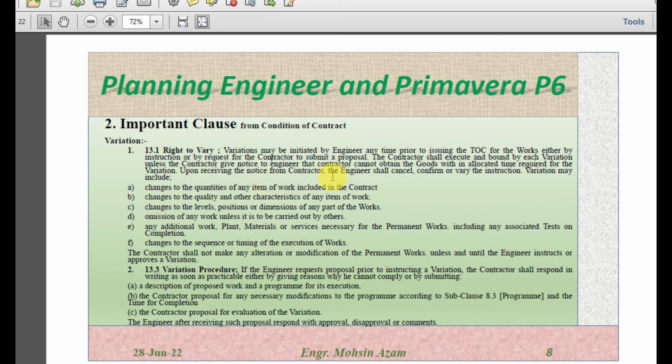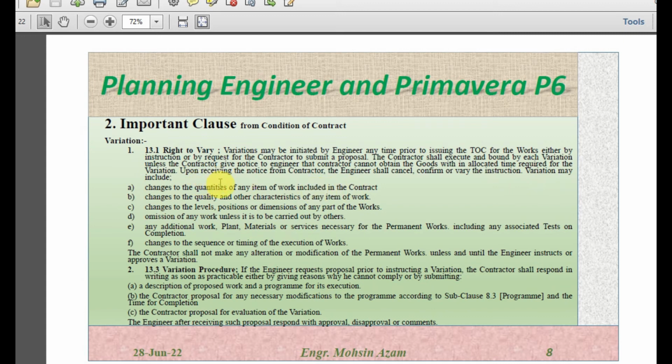Upon receiving the notice from the contractor, the engineer shall cancel, confirm or vary the instruction. So once the engineer gives the notice for the variation, the contractor should give notice whether he is accepting or whether he can give any valid reason such as shortage of material. Upon that notice, the engineer shall cancel the variation, or if the contractor agrees, he can confirm, or he can vary the instruction. Variation may also include, so what are the variations? Actually, change to the quantity of any of the items of work included in the contract.